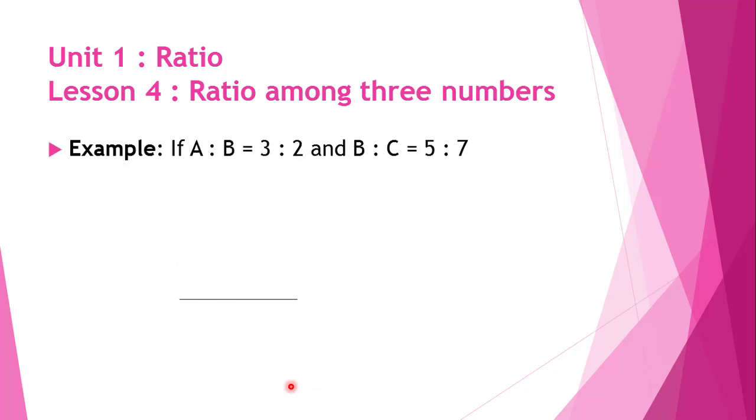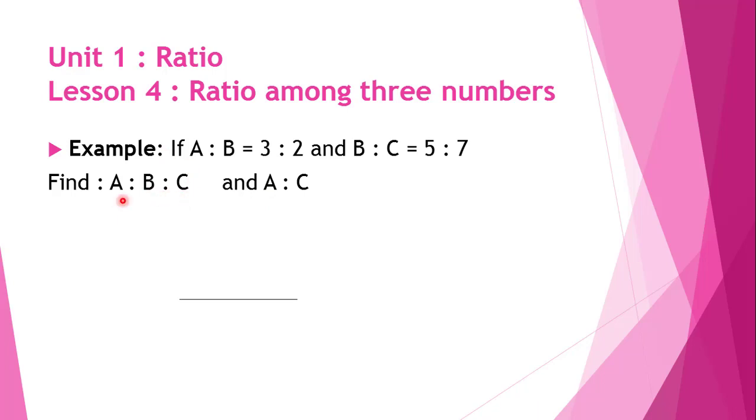Sometimes the number in the middle are different. In this case, let's take an example. Here we have A to B 3 to 2, B to C 5 to 7. Okay? I write them in a table.